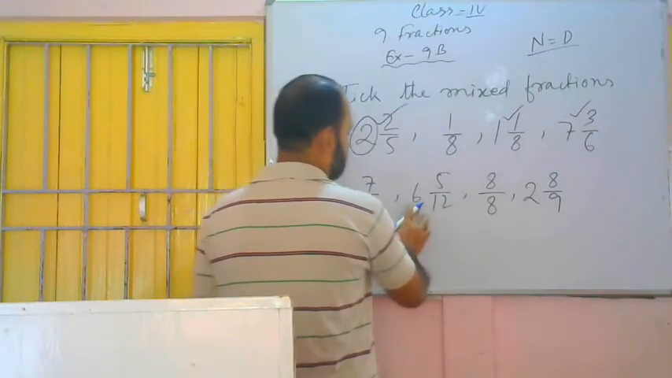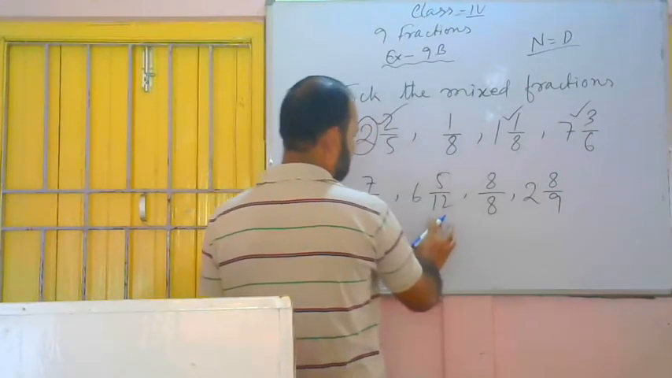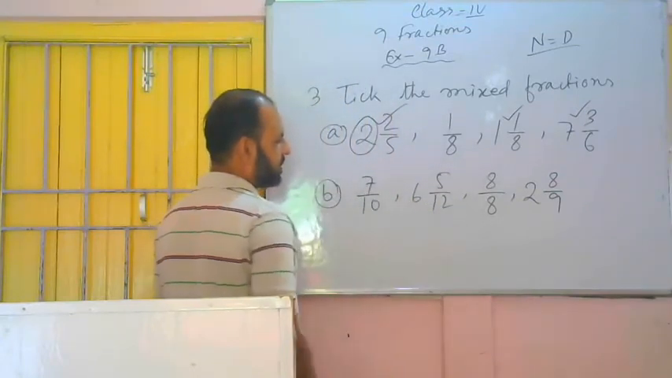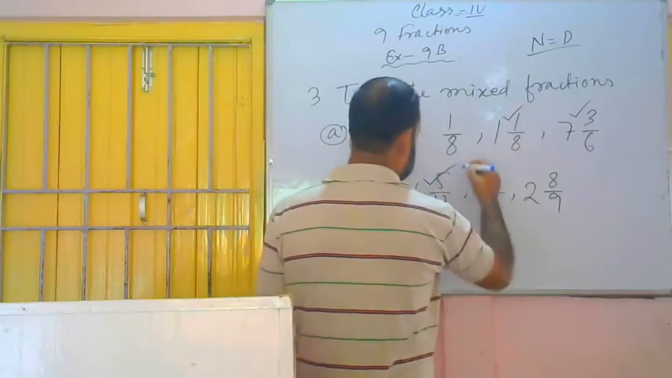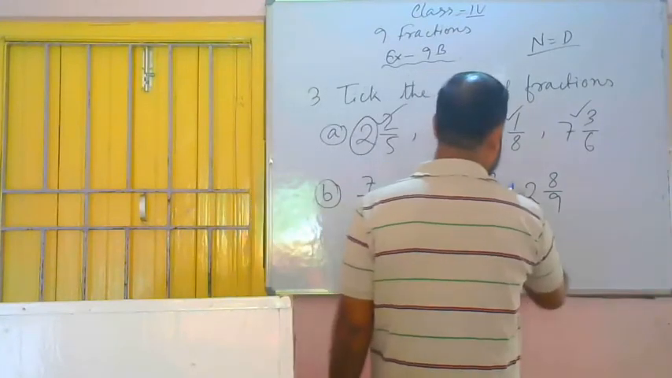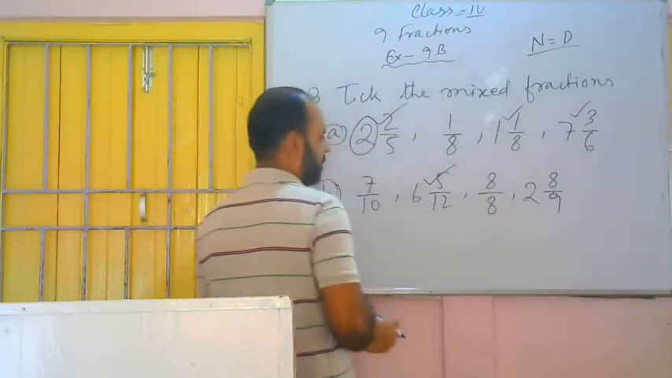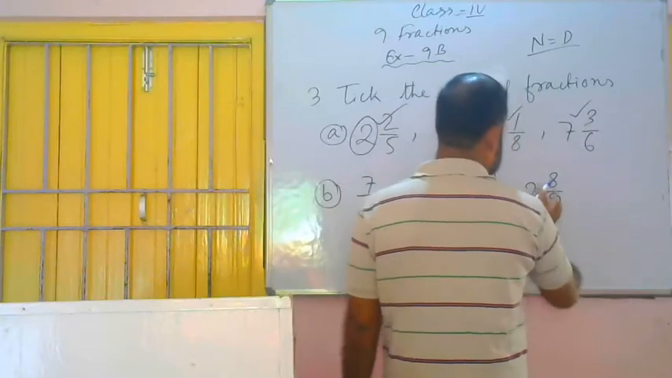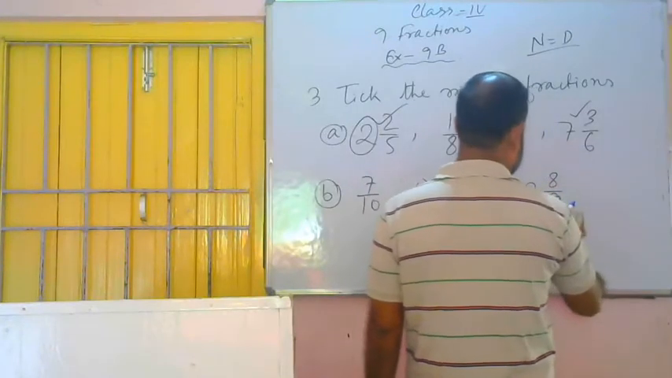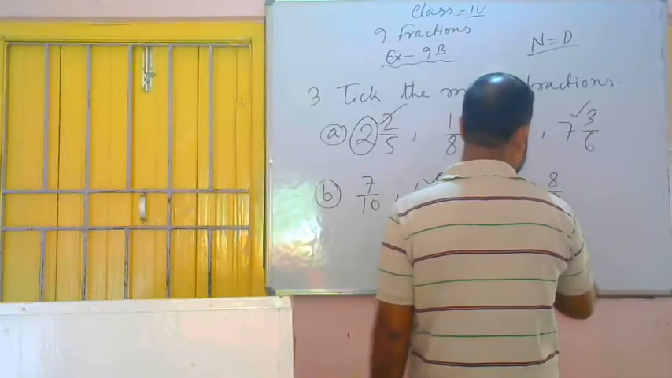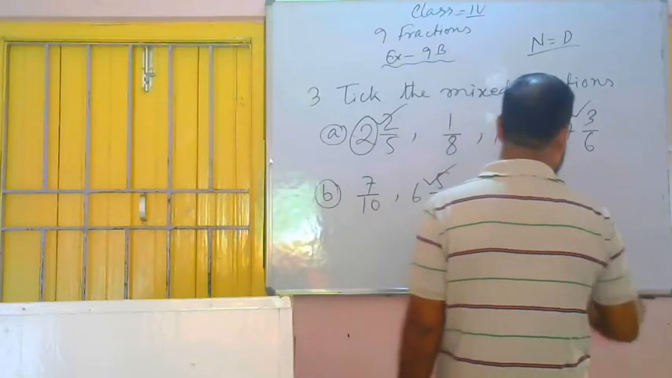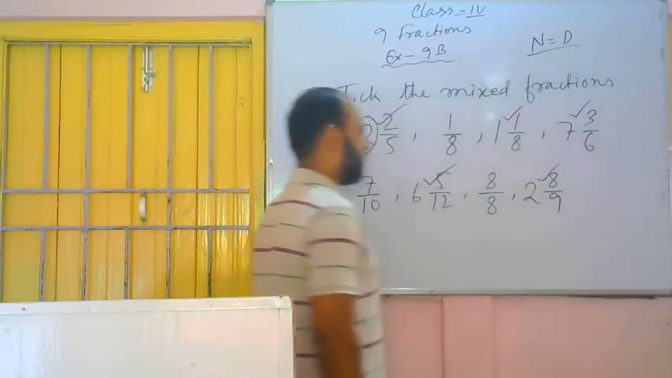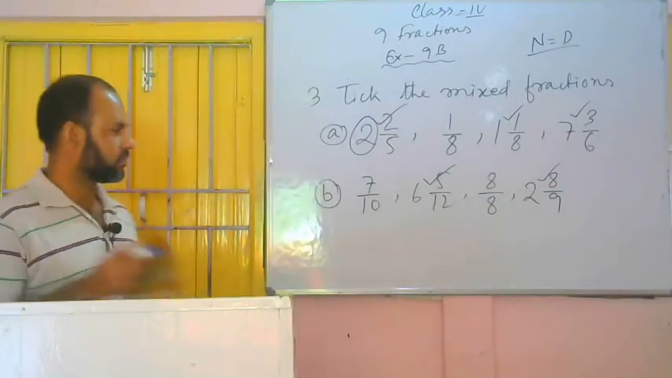This one, 6 5/12: here 6 is the whole number and 5/12 is a proper fraction. This one is a mixed fraction. We take 8/8: both numerator and denominator are the same, so it is an improper fraction, not a mixed fraction. This one is 2 8/9: 2 is the whole number and 8/9 is a proper fraction. That means this one is a mixed fraction. We take this fraction.